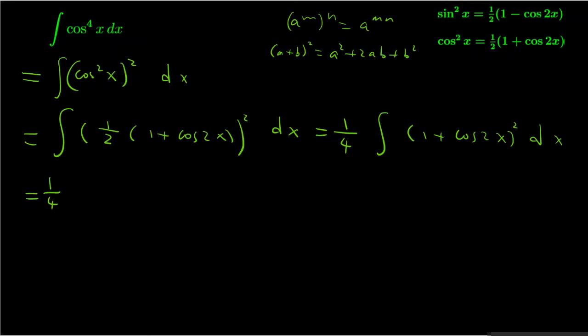You have 1/4 in here. Your a is 1, your b is cos of 2x. You use the formula I just mentioned. You have 1 squared, which is 1, and then 2ab, which is 2 times cos of 2x. And then b squared, which is cos of 2x, the whole thing squared.